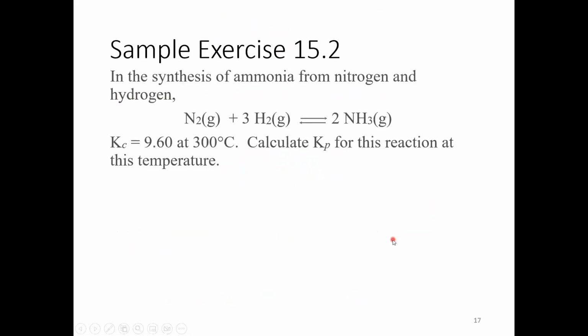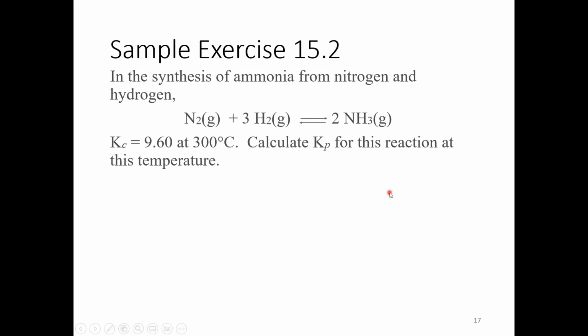So then using that equation, the relationship between Kc and Kp, if we're given a reaction like this, the Haber process, the production of ammonia from elemental nitrogen and hydrogen, we're given the equilibrium constant for Kc, 9.6. And again, this is going to be temperature dependent. So that's going to be for 300 degrees C. We want to calculate what Kp is.